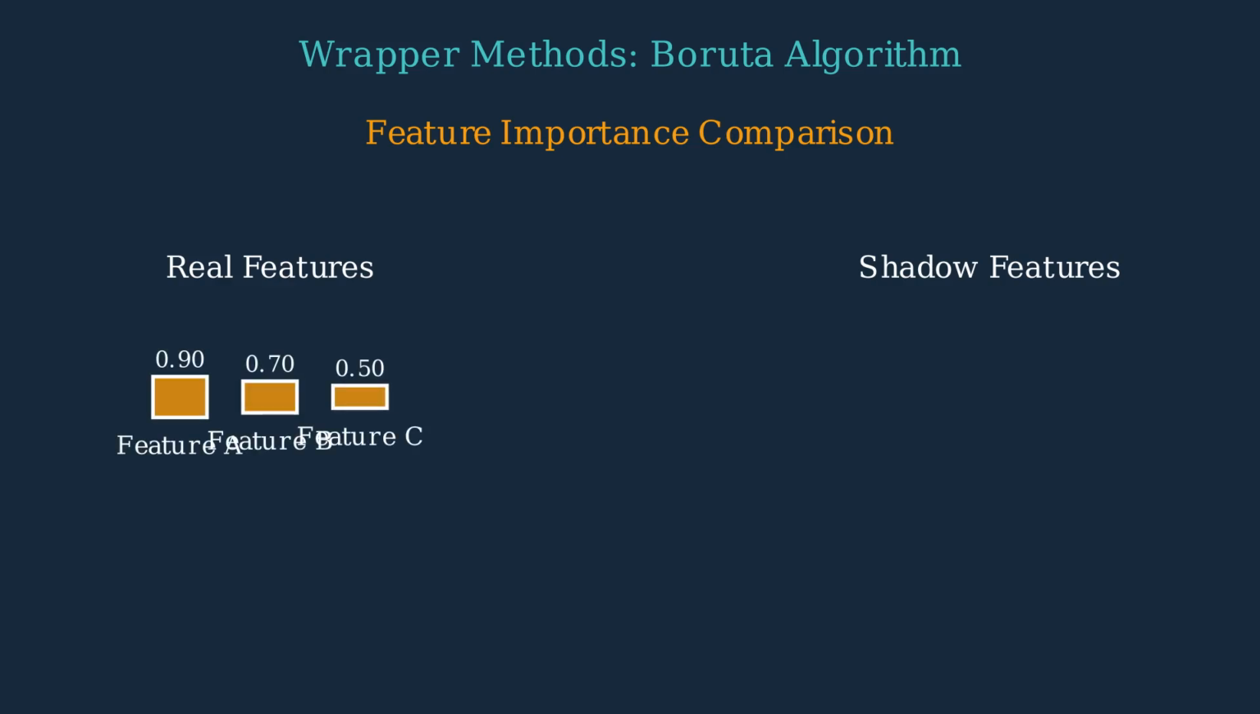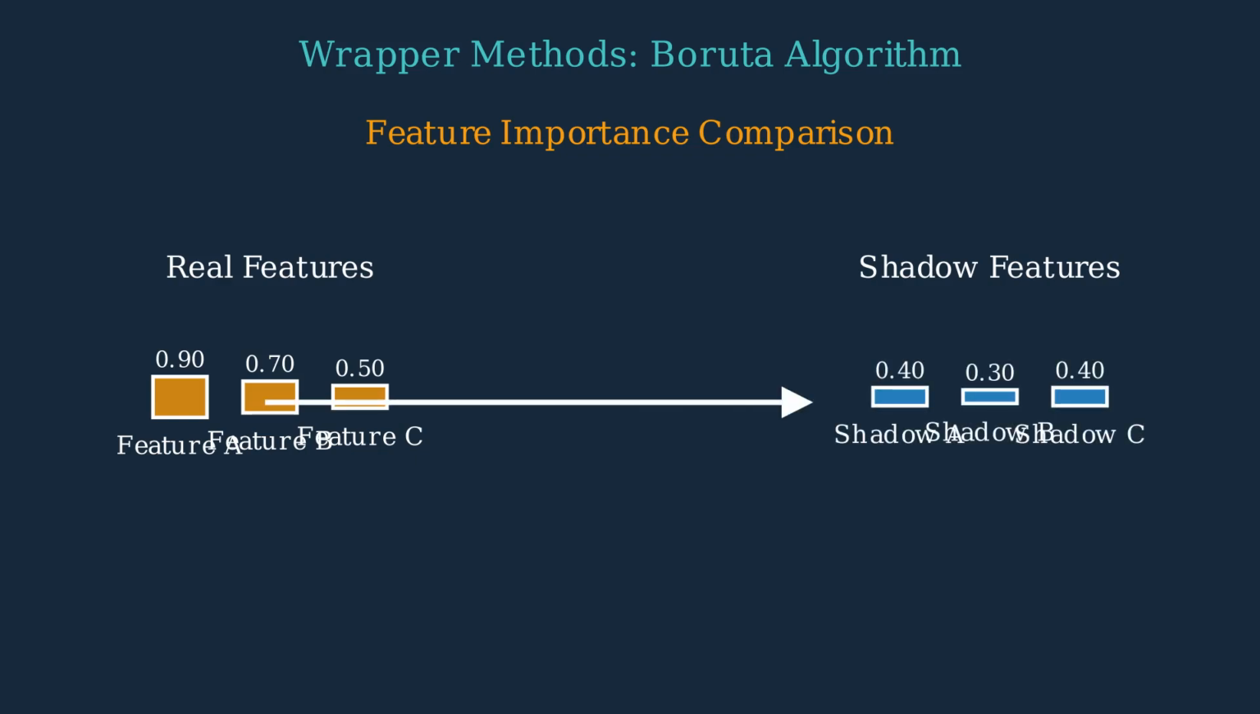Real features typically have higher importance scores when they contain meaningful information. Shadow features, being randomly shuffled, should have lower importance values. Features that consistently outperform their shadows are confirmed as important. If a feature's importance is significantly higher than its shadow over multiple iterations, it's confirmed. Features with importance scores close to their shadows remain tentative and require more iterations.